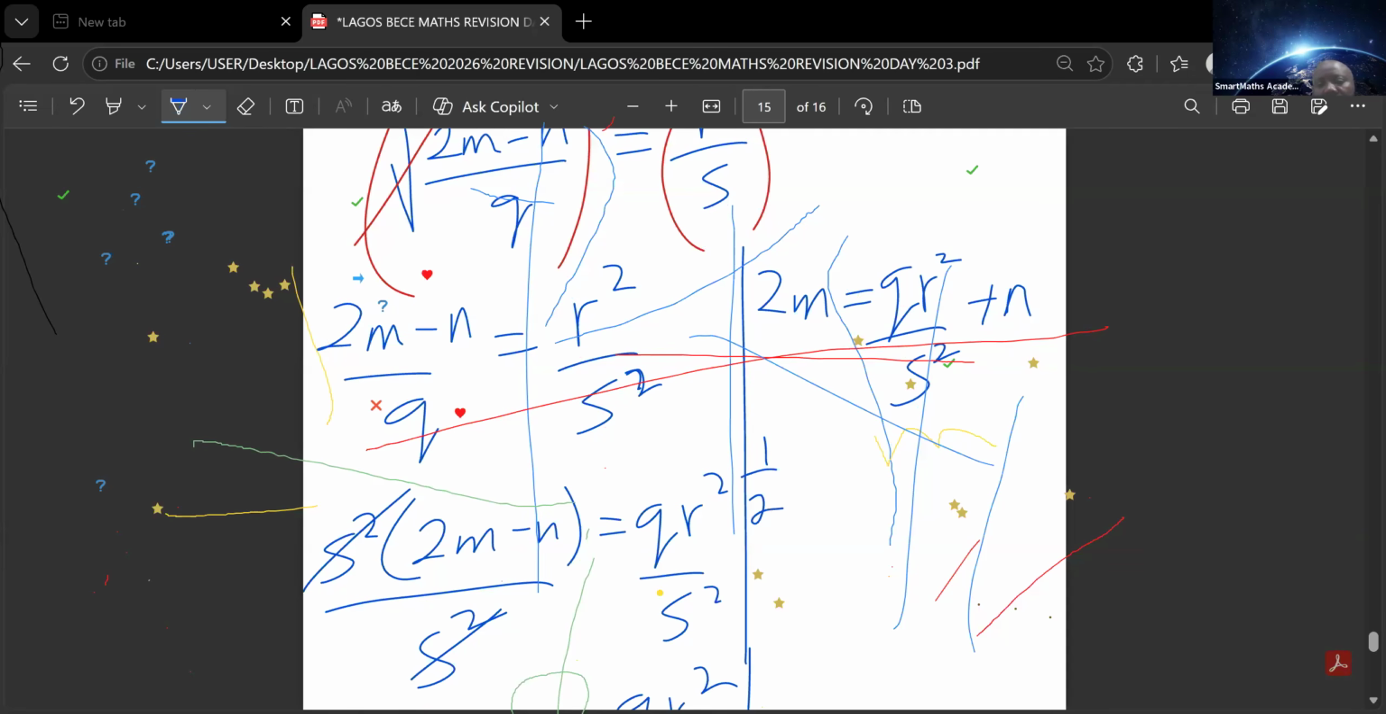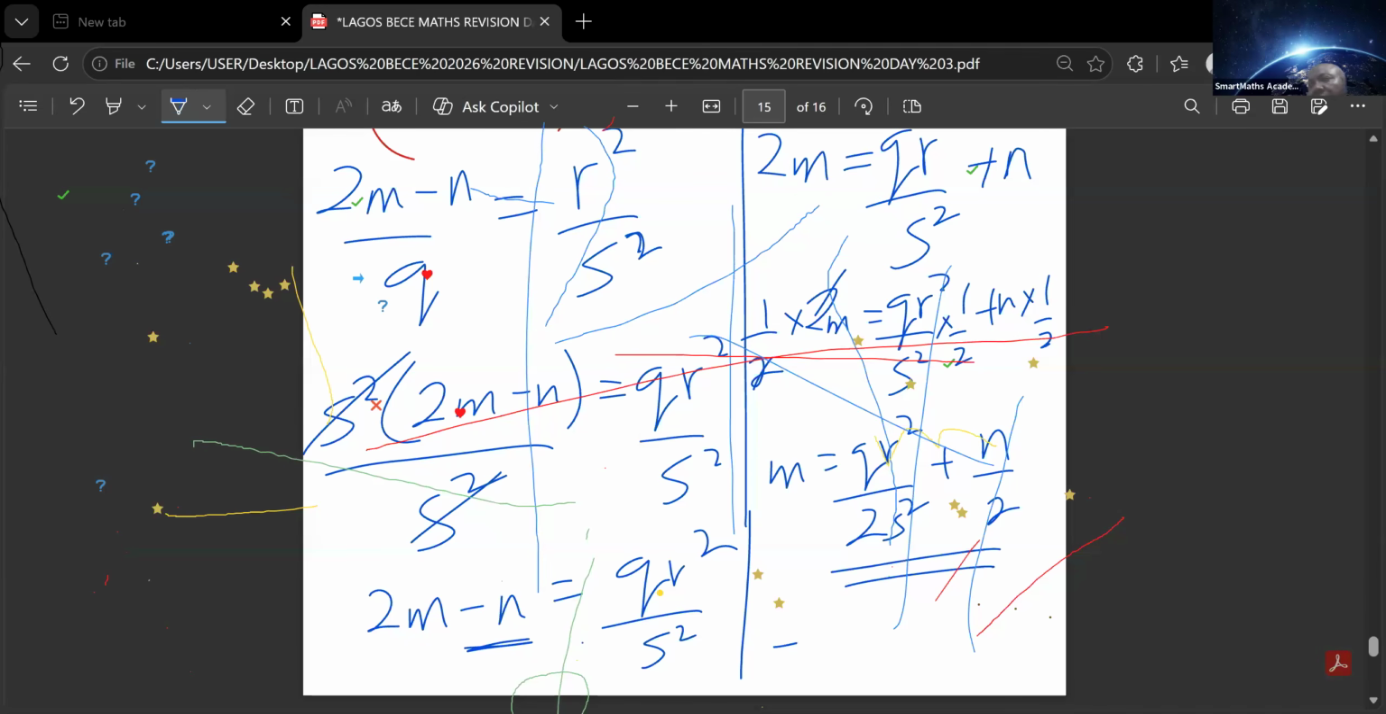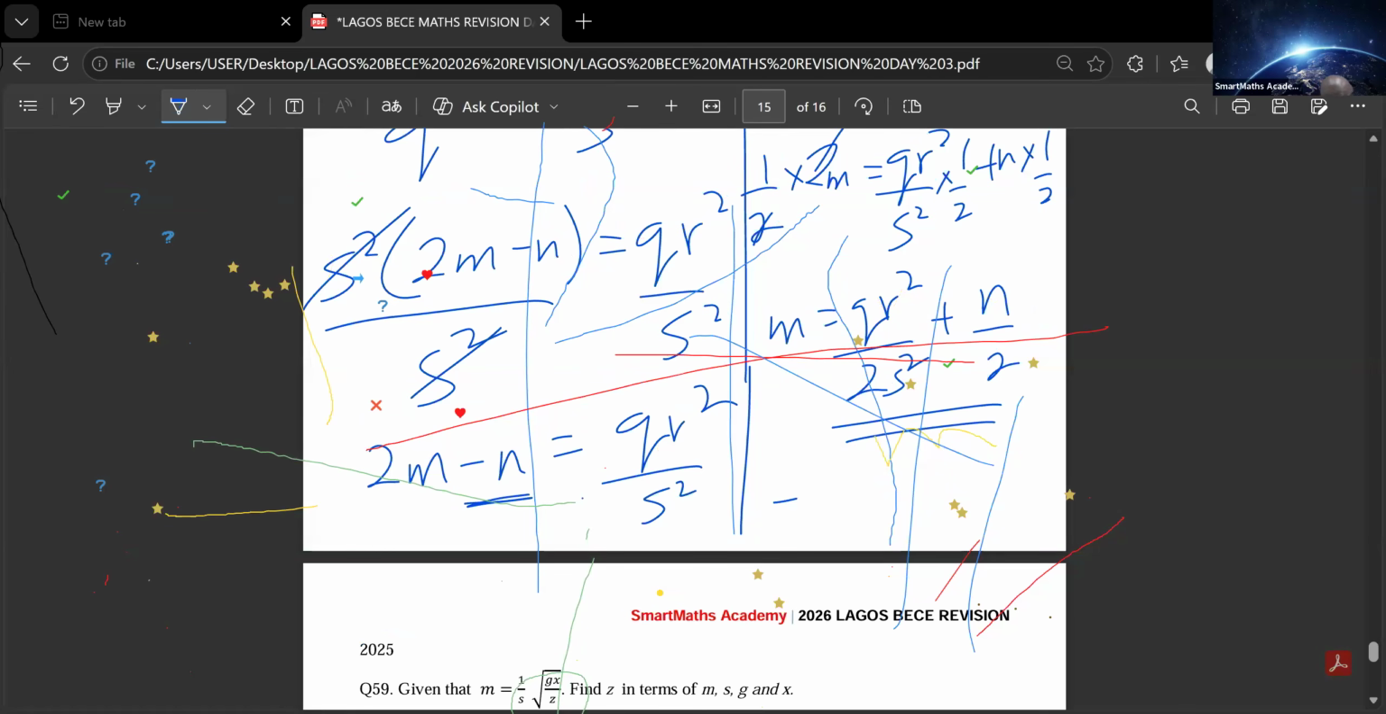We multiply everything by half. 1 over 2 times 2m equals to qr squared over s squared times 1 over 2 plus n times 1 over 2. So 2 cancels 2, then m equals to qr squared over 2s squared plus n over 2. So this gives us the answer. And if you have to make it a single fraction, just factorize, you make it a single fraction. And that is the answer.